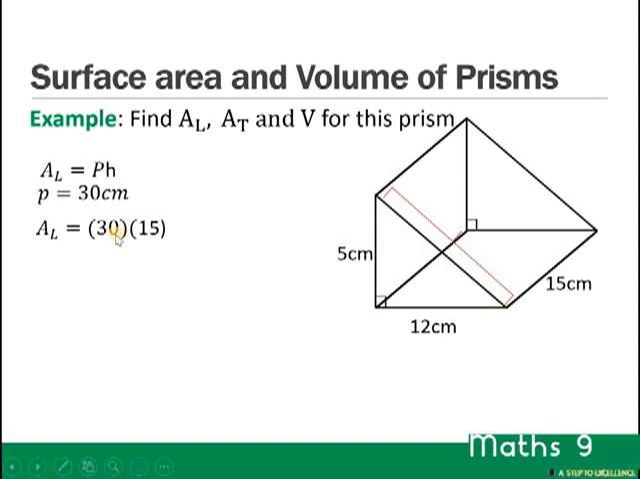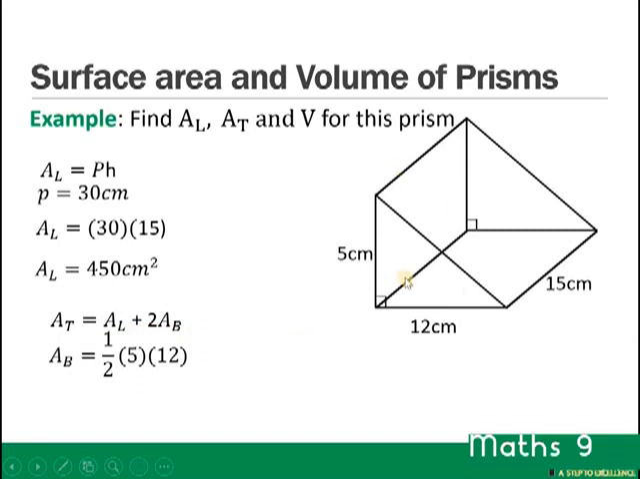Now we can find AL is 30 times the height, which is 15. 30 times 15, which is 450 centimeters squared. Now we can find the total surface area, AT, which is AL plus 2 times the area of the base. The area of the base is the area of this triangle, which is a half times 5 times 12, which is 30 centimeters squared. So the total surface area is 450 for the lateral surface area plus 2 times 30, which is 510 centimeters squared.